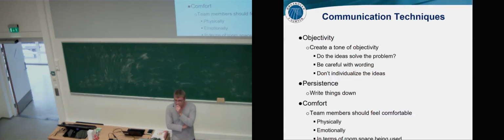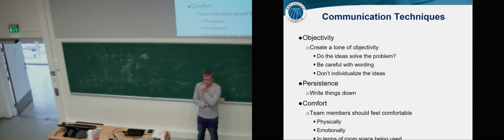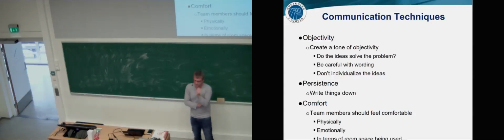I'm wondering how you would frame it in your team environment. So you're unhappy with a particular idea. How would you objectify it and not make the person that suggested the idea responsible or blamed for the idea?